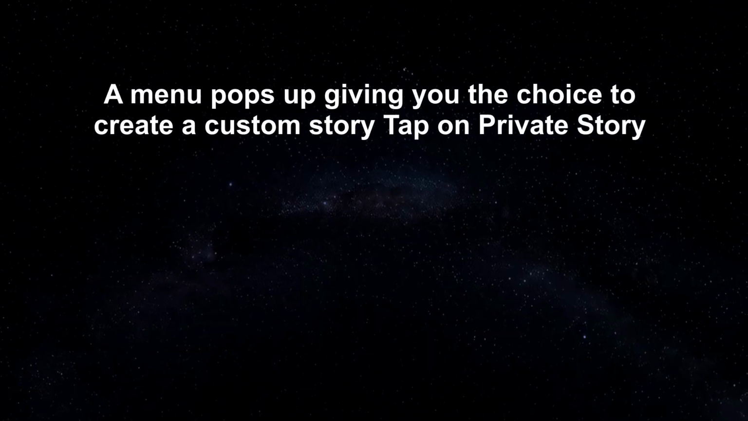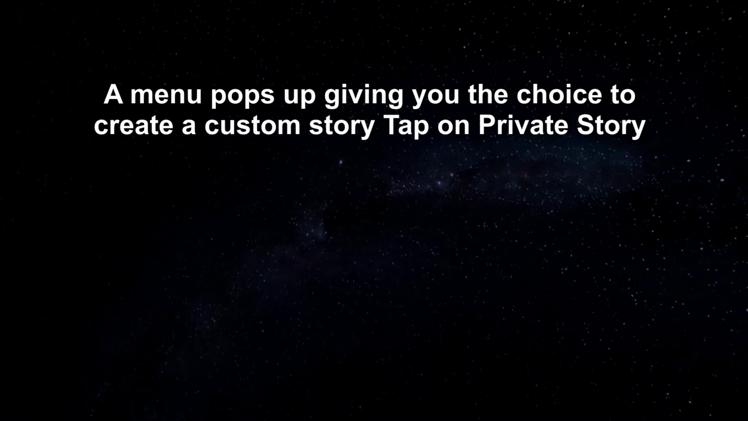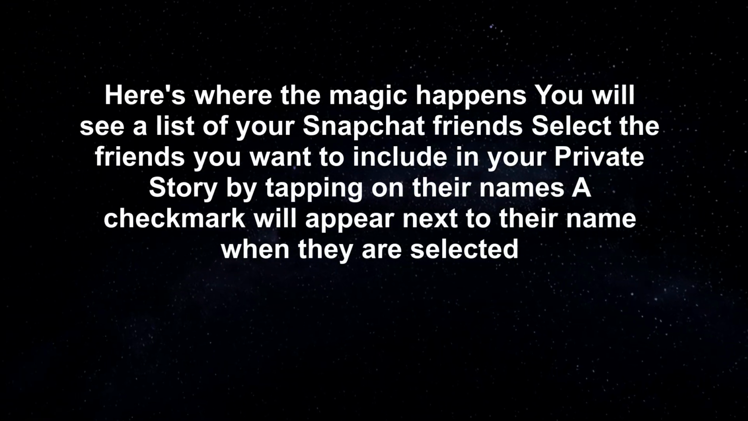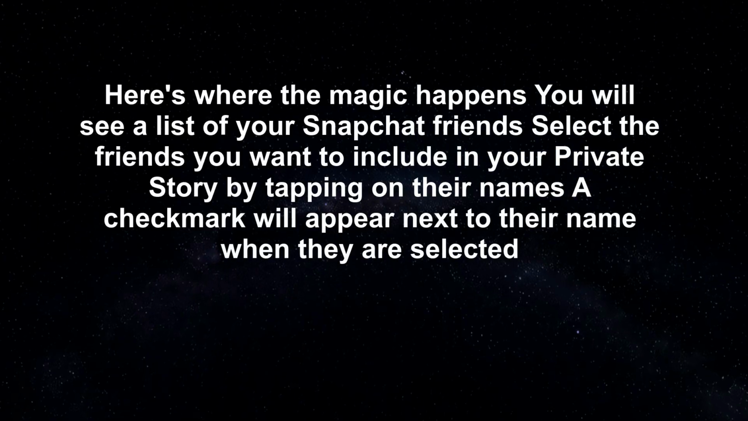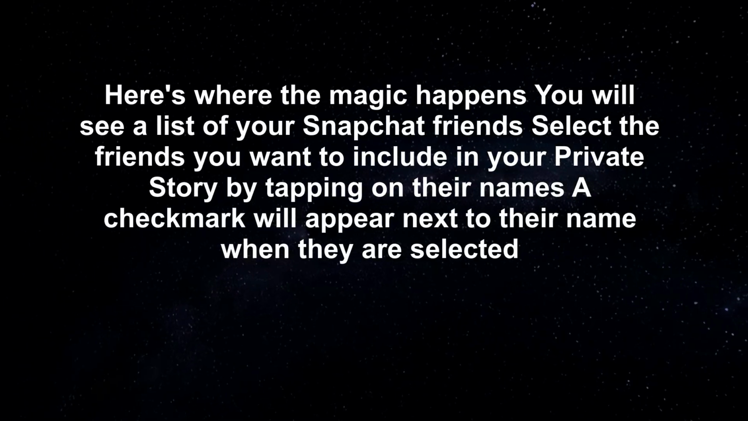A menu pops up giving you the choice to create a custom story. Tap on Private Story. Here's where the magic happens. You will see a list of your Snapchat friends. Select the friends you want to include in your private story by tapping on their names. A checkmark will appear next to their name when they are selected.